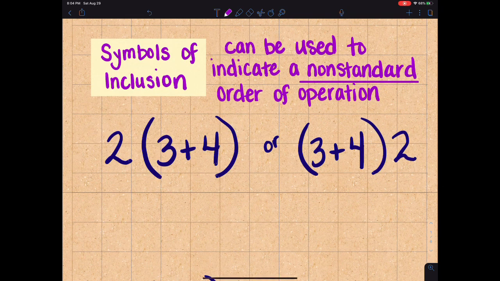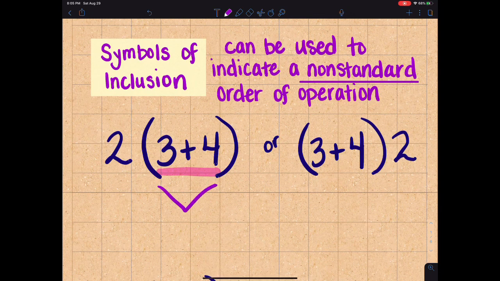So what that means is in some situations, they actually want you to add before you multiply. Now, normally, if they don't indicate anything, you would multiply before you add. But if they do want you to add before you multiply, then they're going to put the addition part of what they want you to do inside the parentheses like that. Okay, so in this example, what we would do is we would do the addition first because it's inside the parentheses.